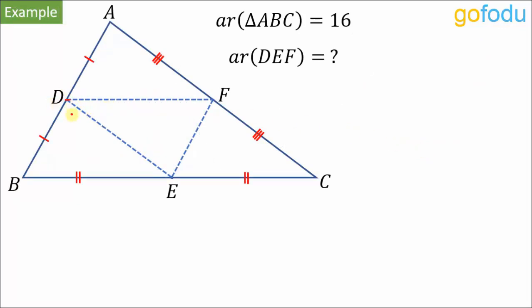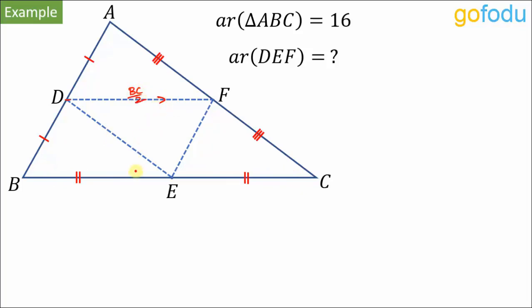Here we can see D, E and F are midpoints of sides AB, BC and CA. The area of triangle ABC is given and we have to find the area of the medial triangle DEF. Why medial? A triangle formed by joining midpoints of sides is called a medial triangle. Now here, the first thing I can say is that DF will be parallel to BC. A line joining midpoints of two sides is parallel to the third side and is half of it. So DF will be half of BC.